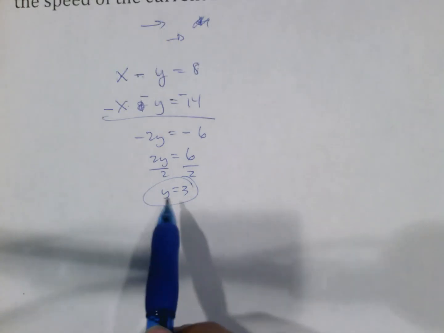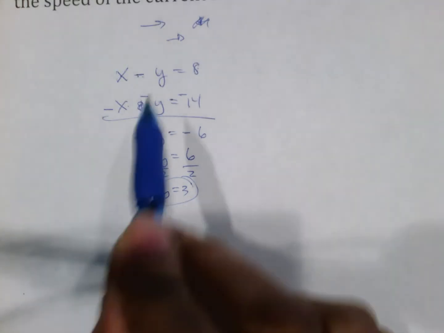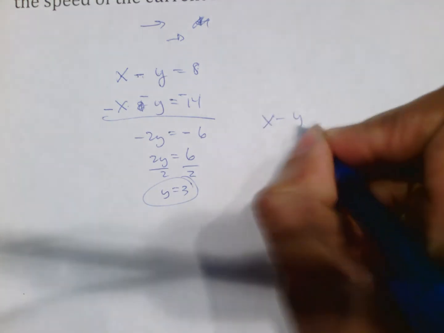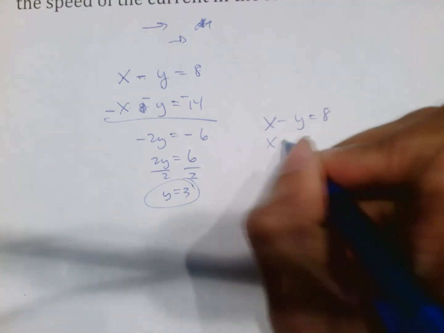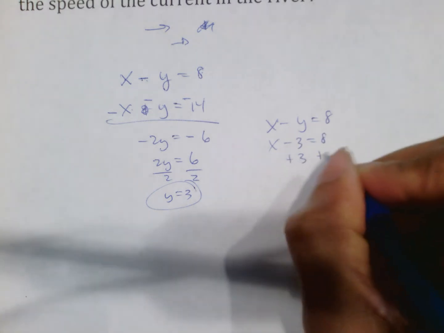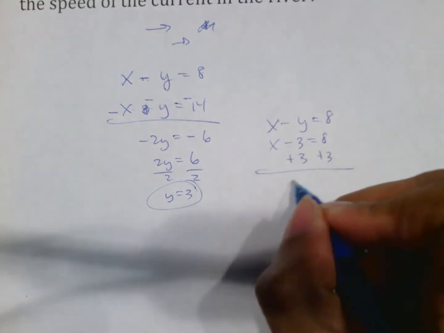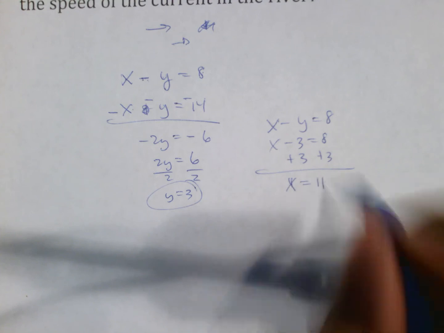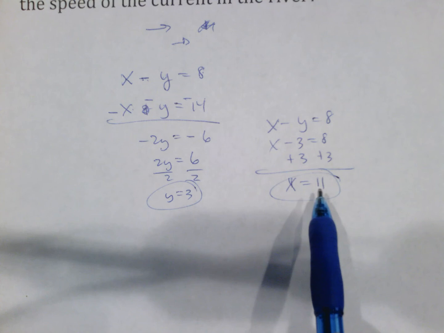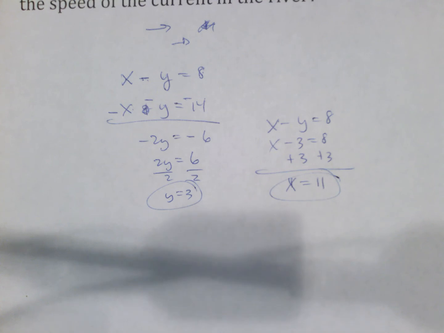Now remember, that's the speed of the current, because y was the second part. So if I want the speed of the boat, I go back to one of my equations and substitute 3 in for y, and I end up with x equaling 11. So the boat is going 11 miles per hour, which is pretty fast, and the current is going 3 miles per hour. And that is how you find that information.